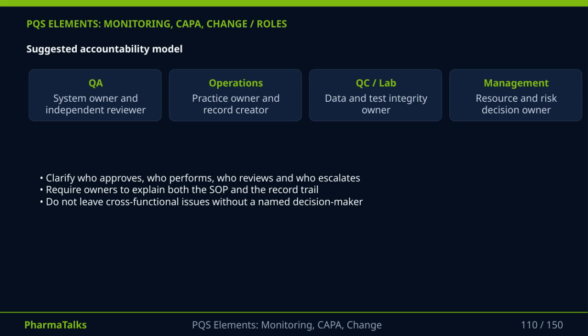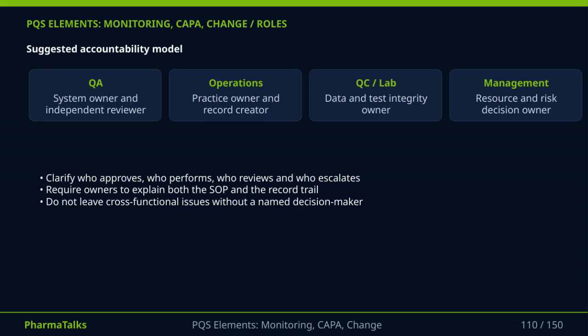First, we have quality assurance, which acts as the system owner and independent reviewer. Their role is to maintain system integrity and provide an unbiased assessment. Next, operations involve the practice owner and records creator, the people directly responsible for the execution and documentation of tasks. In the QC or laboratory area, the crucial role is the data and test integrity owner, ensuring that the data collected is accurate and trustworthy.